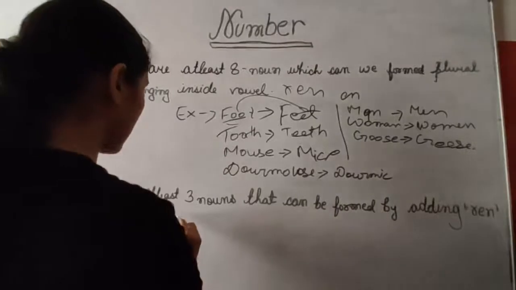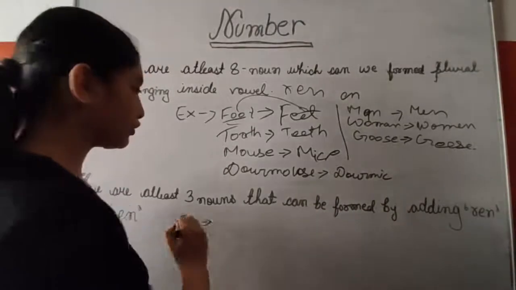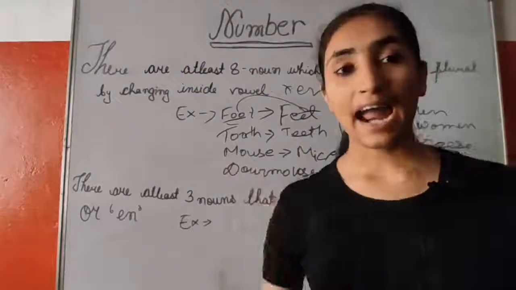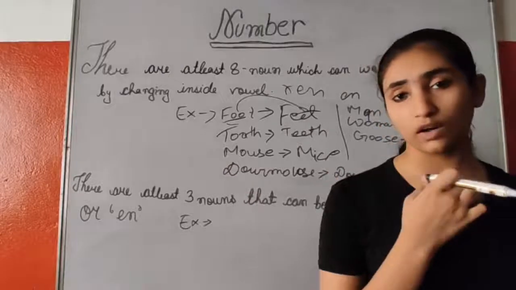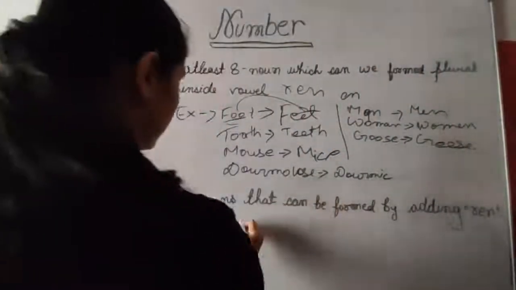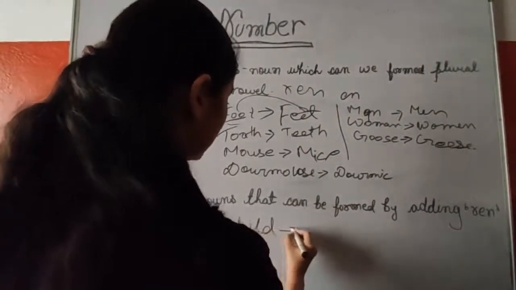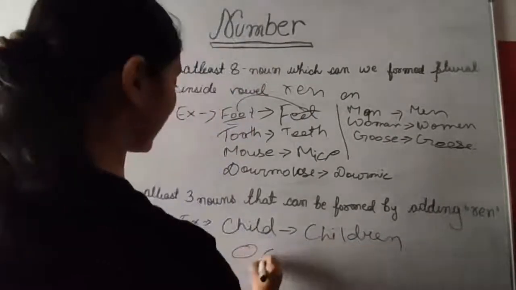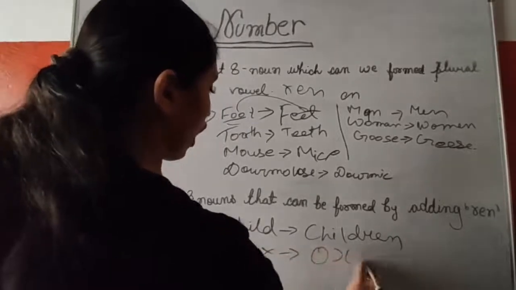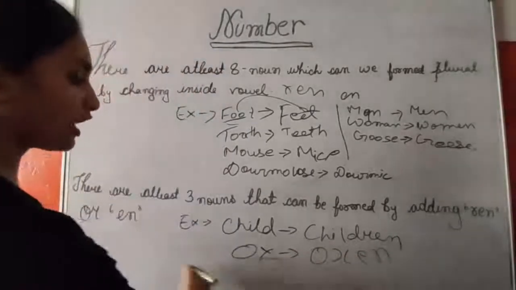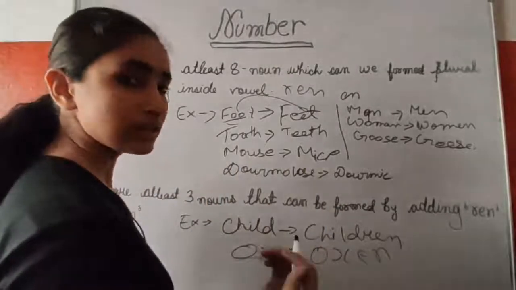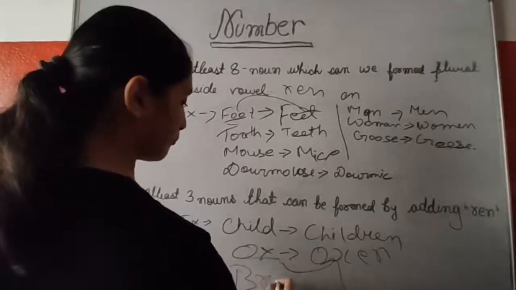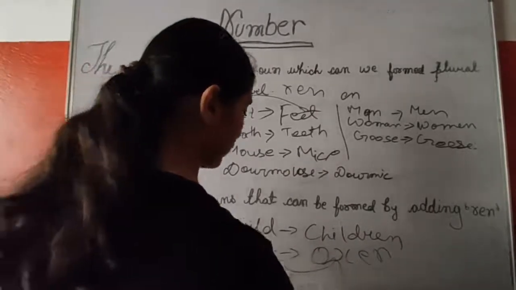So just take the example. According to the rule, there are only 3 nouns that are formed plural by adding ren or en. Just for example, child will become children, as I have told you. Same like that, ox will become oxen, because ox in itself is singular, and its plural is oxen. Same like that, brother will change into brethren.